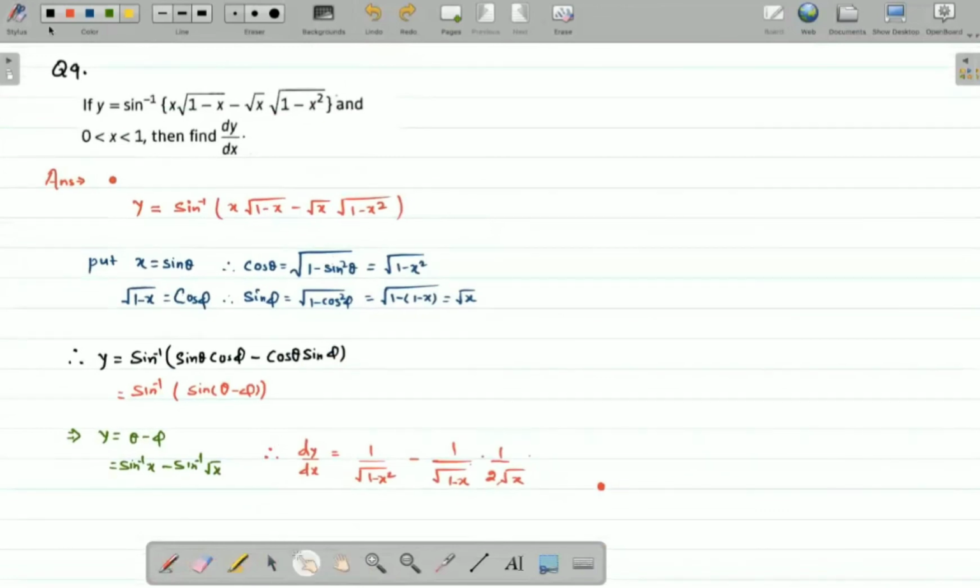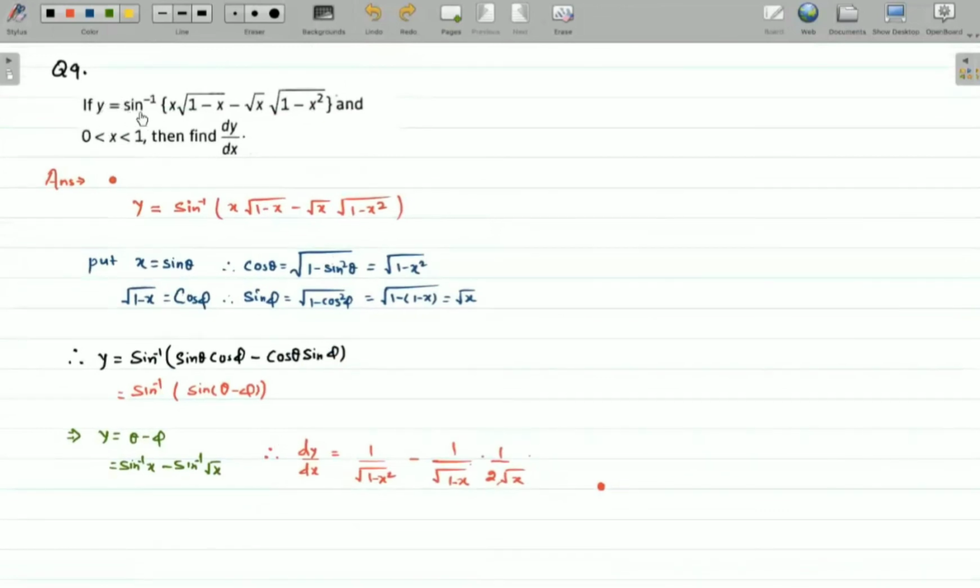Similar question. We are given y equals sine inverse of x root of 1 minus x minus root of x root of 1 minus x square, and we have to find the value of dy by dx. This is basically given as the domain for this function x. So now again same thing. If we take x equals sine theta, we'll get cos theta equals root of this. If we take root of x as cos phi, then sine phi will be root of this. So I'll put the values here. I'll get this. It's nothing but sine of theta minus phi. They'll get cancelled. y equals theta minus phi.